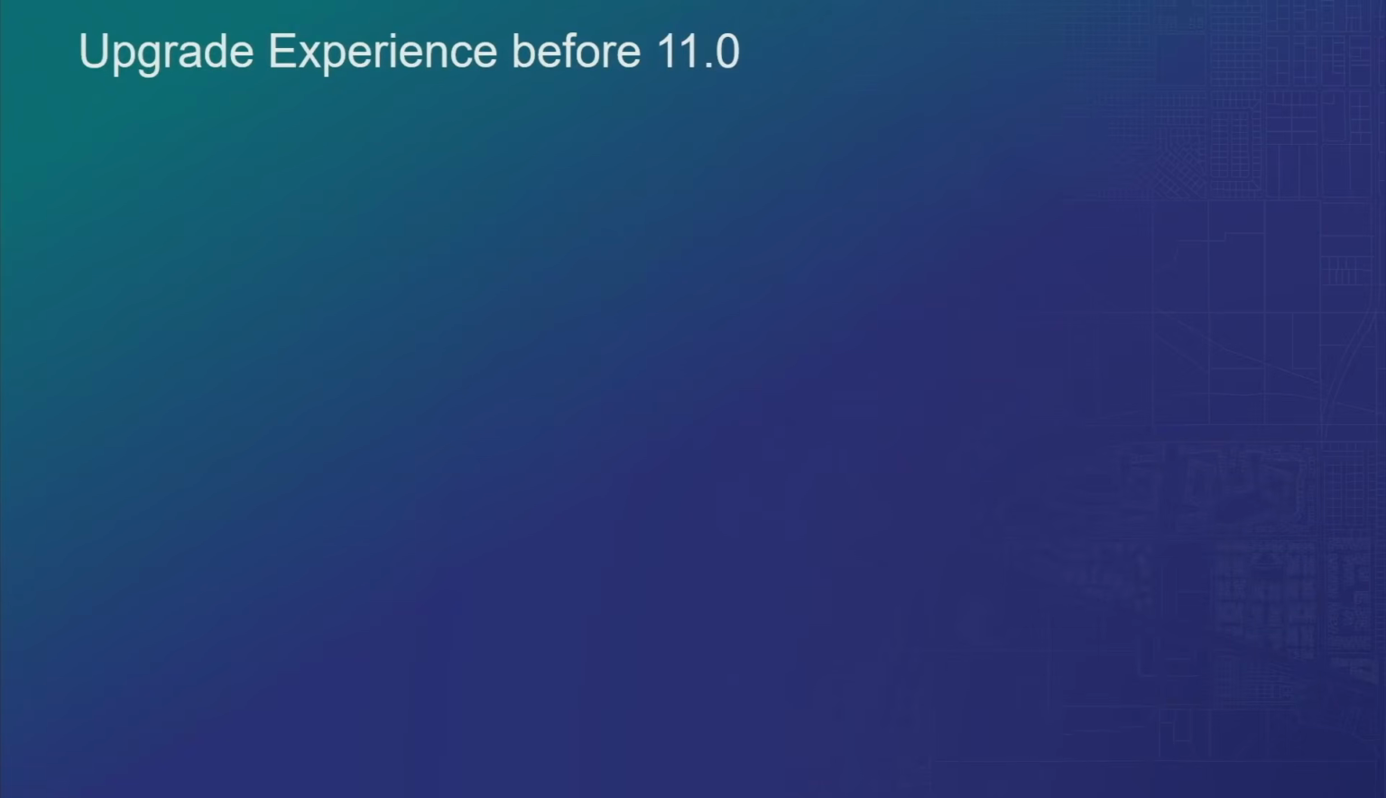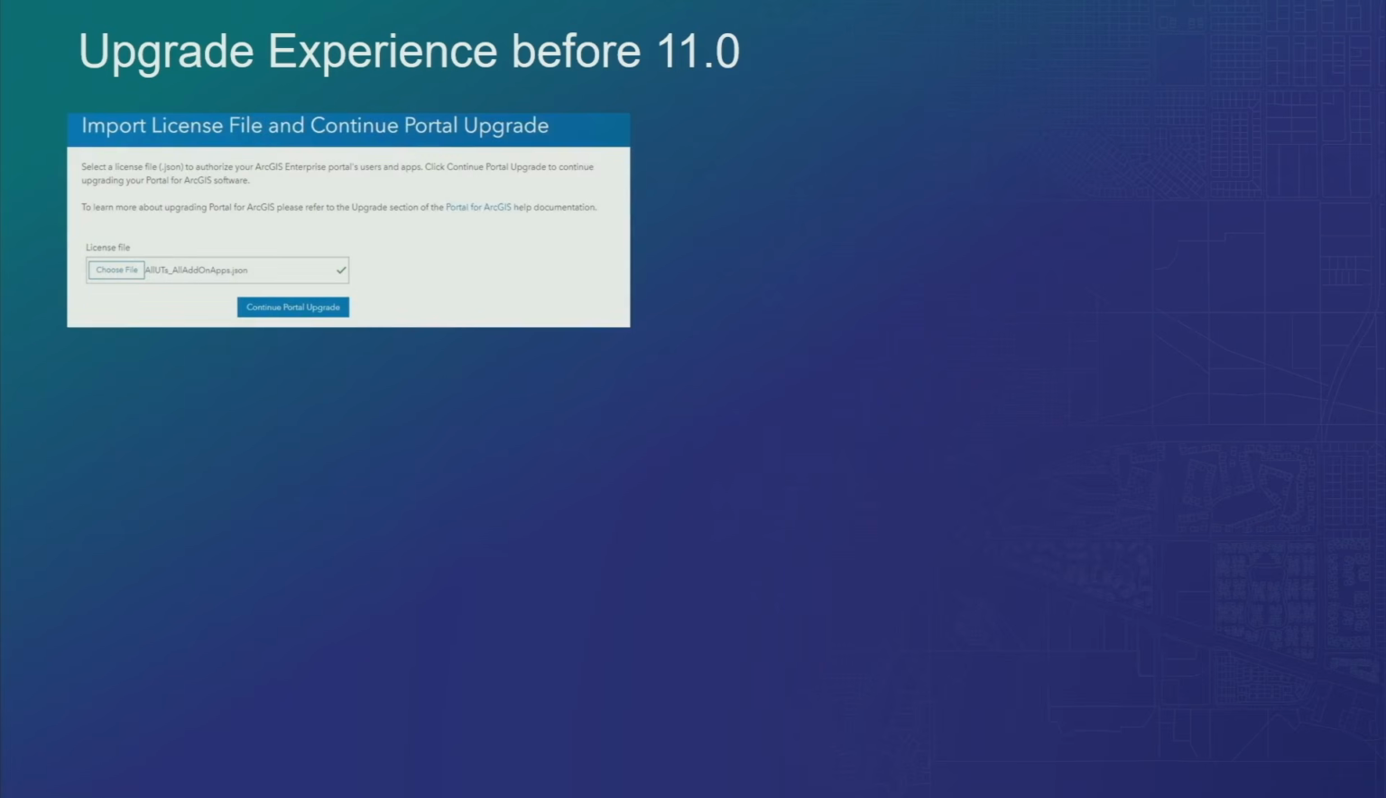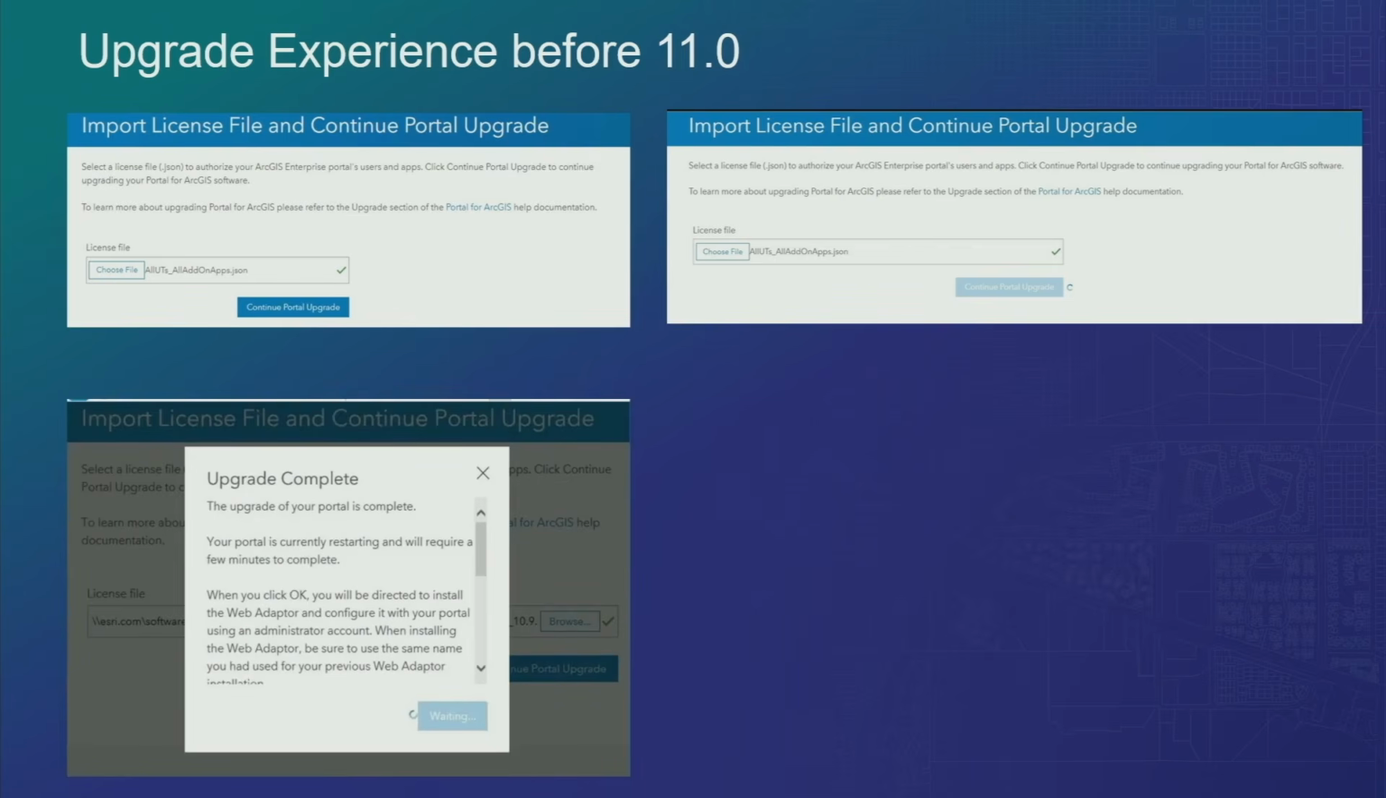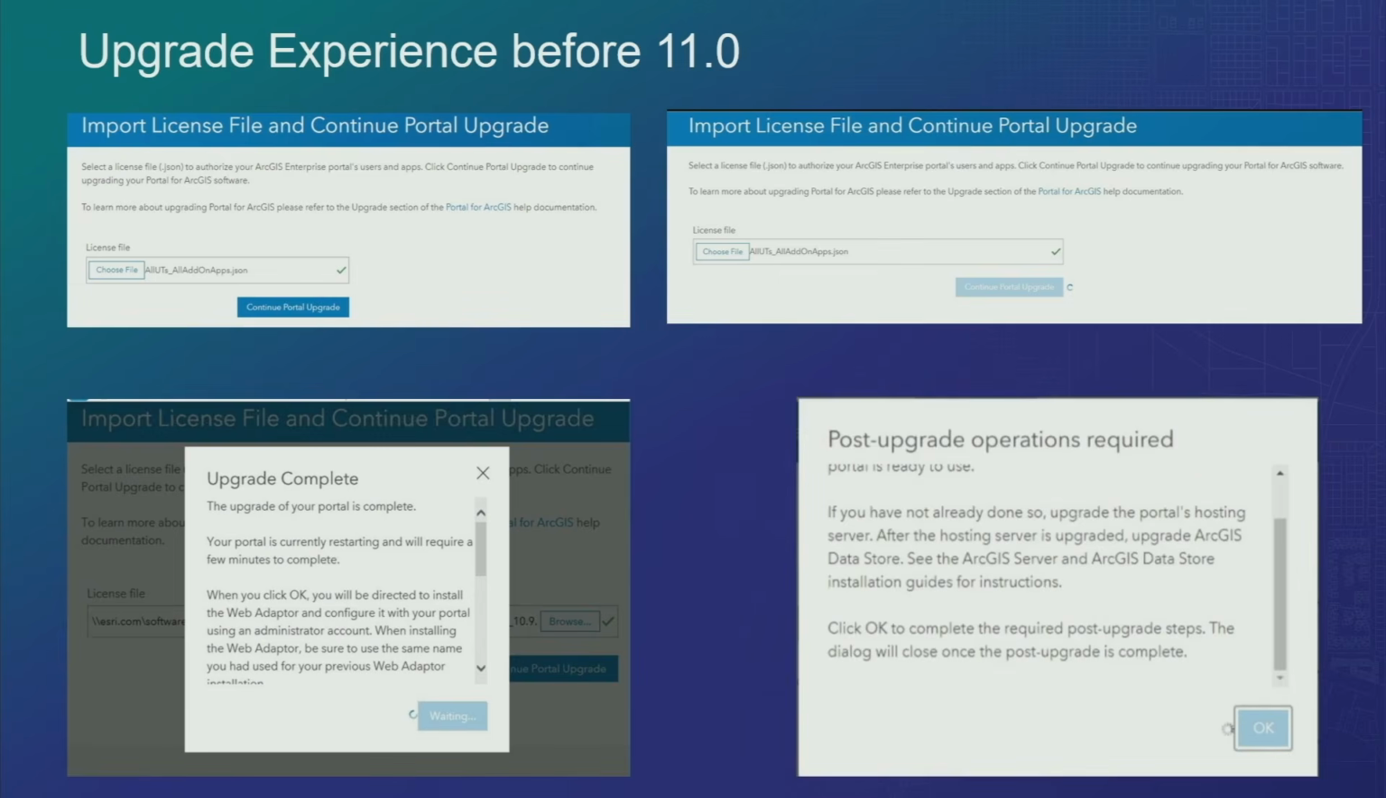Something to keep in mind, and many of you have already seen this, but you want to still cover, before 11.0, the experience to upgrade your portal looked like something like this. Once you finish setting up, doing the upgrade of your software, you get presented with a website where you're like, please give me the license file. You provide that license file, you click on continue portal upgrade, and then you see a little tiny, small spinning circle. And you wait until it is done. And then it will message you like, hey, upgrade is completed. And then you finish your post-upgrade.